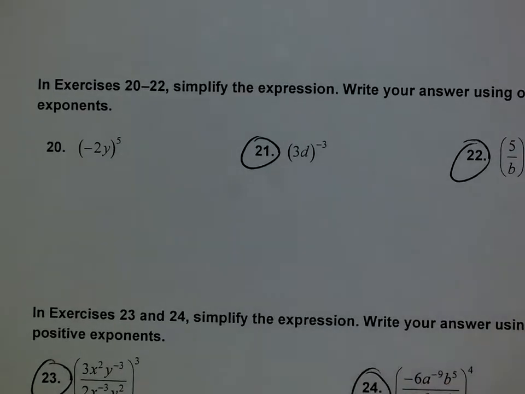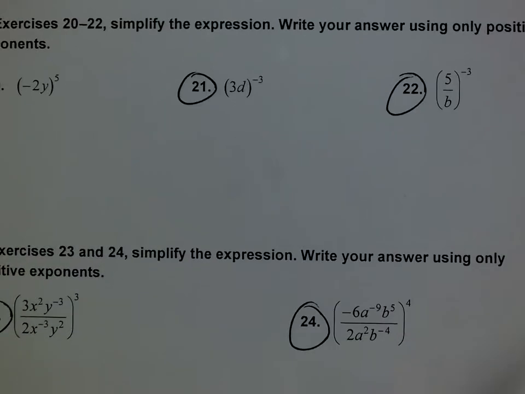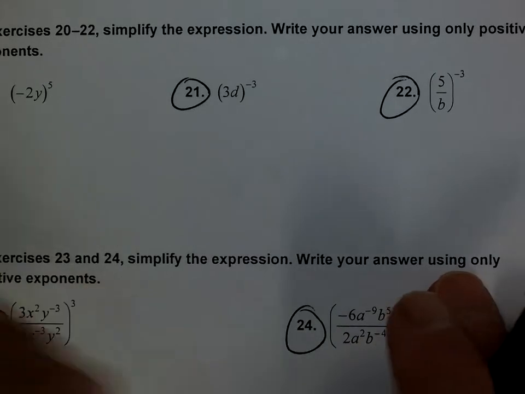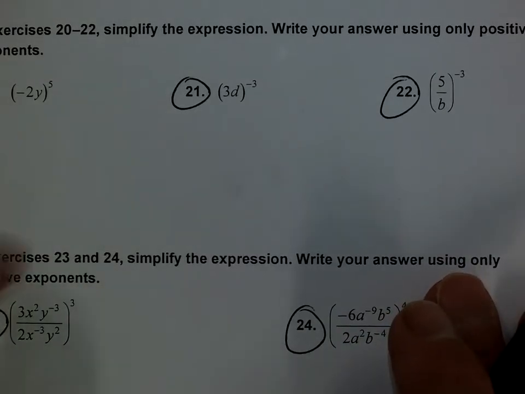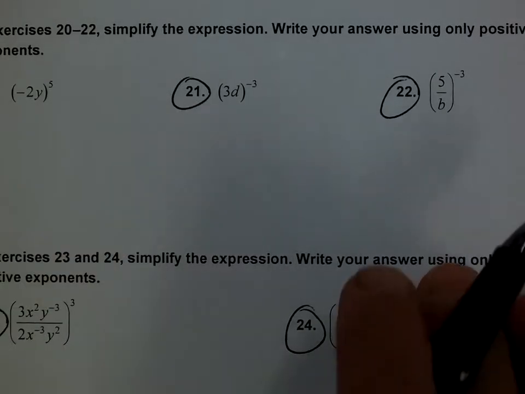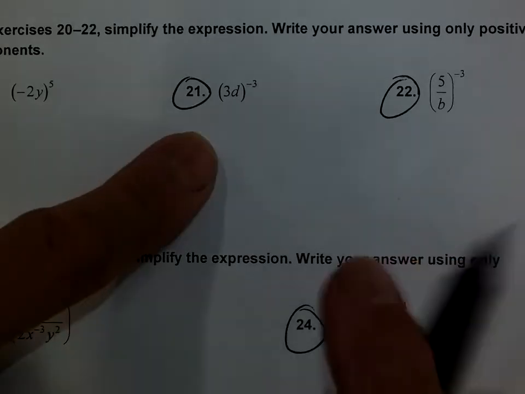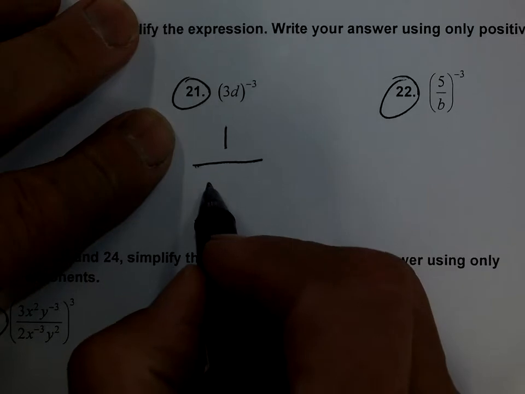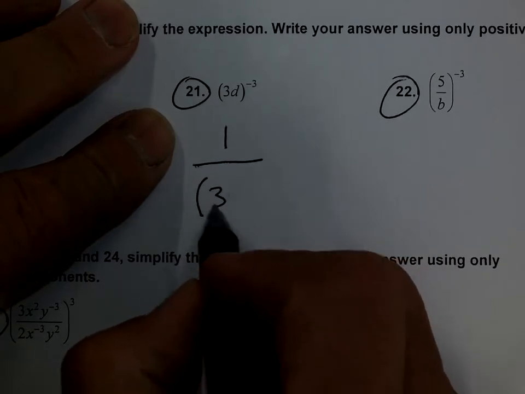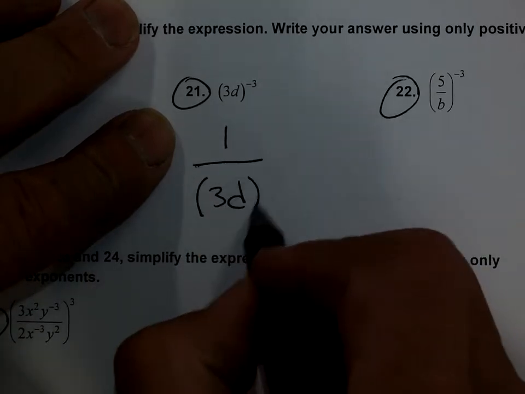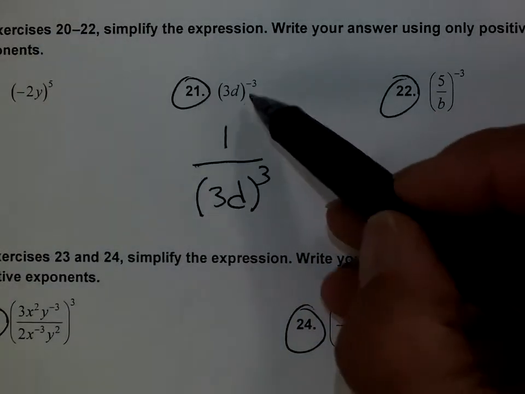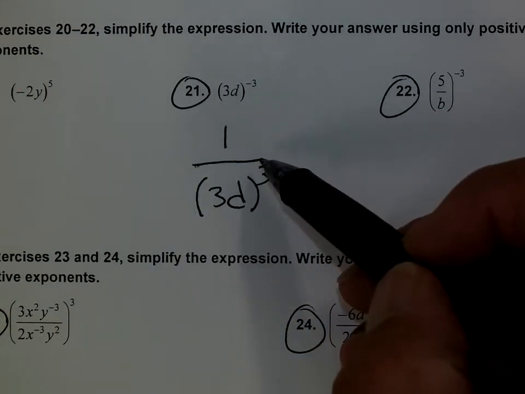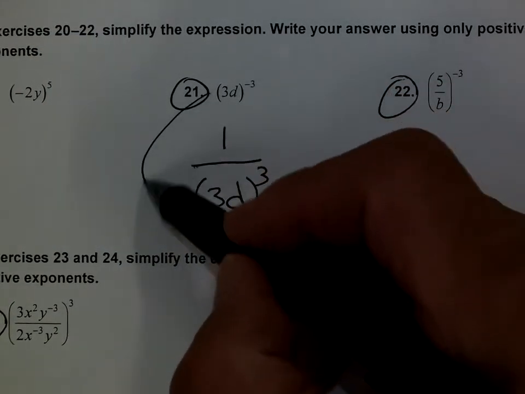Slide over to number 21. Okay. Well, this one's a little different. What I want to do is this. There are 2 ways to do it. And I think the easiest way to do it is fraction bar and make it 1 over 3d to the 3rd. So because of the negative exponent, I brought it down. Brought the whole thing down.